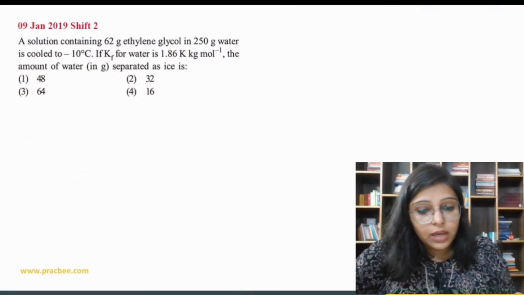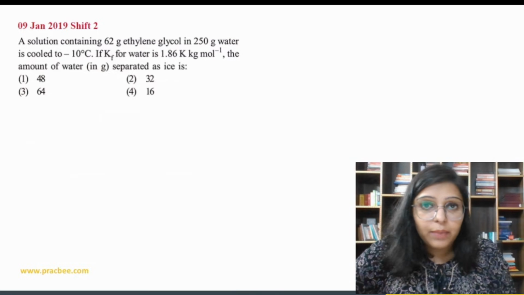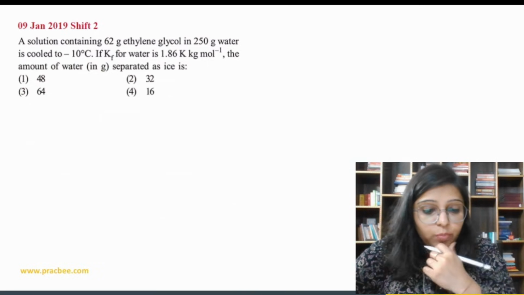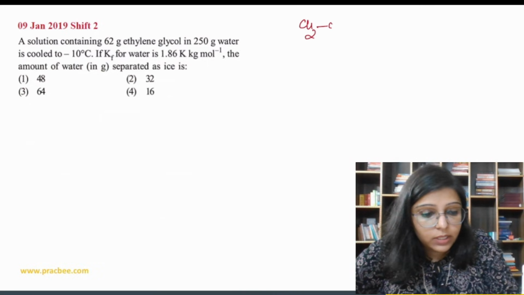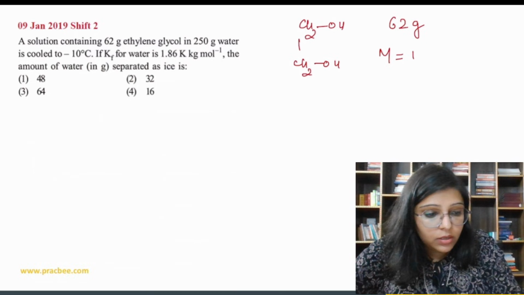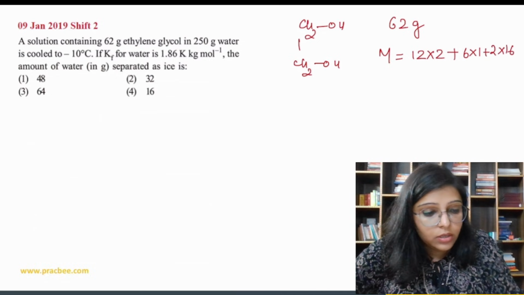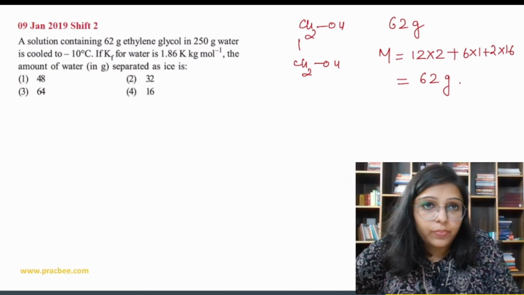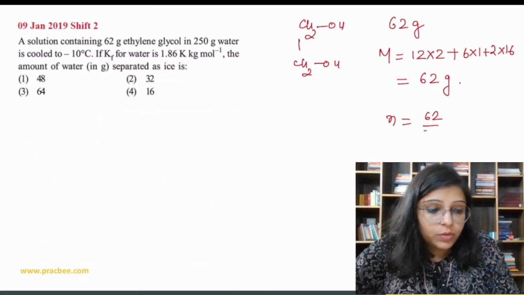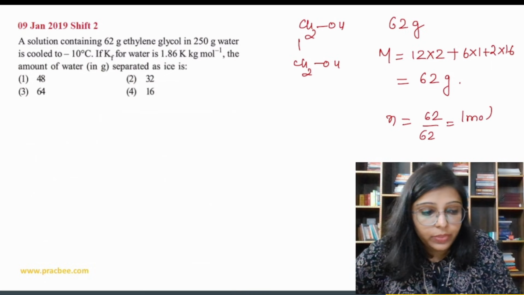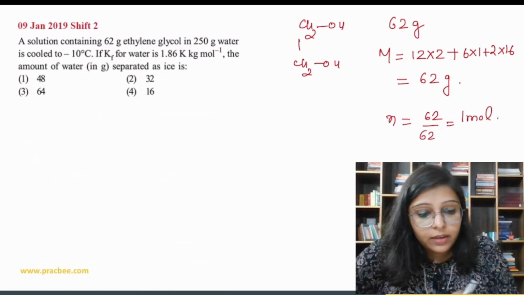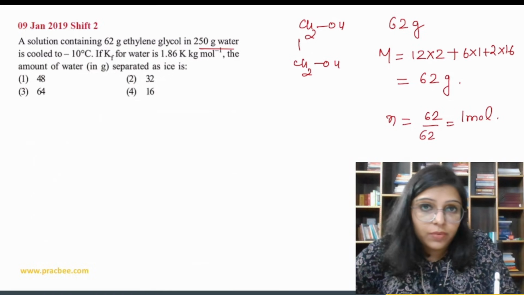The next question says a solution containing 62 gram ethylene glycol in 250 gram water. What is ethylene glycol? CH2OH and CH2OH. So this is 62 gram. Molar mass is 12 into 2 because 2 carbon atoms, then 6 hydrogen, 6 into 1, and oxygen 2 into 16. So on solving that, we get 62 gram. So number of moles is 62 upon 62, which is equal to 1 mole. 250 gram water, so mass of solvent is 250 gram.